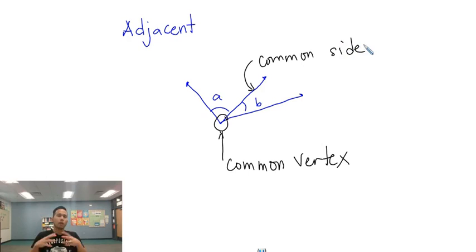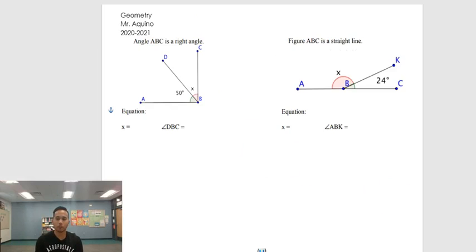All right? The reason why I discussed this first before we go on to solving the measurement of angles is because we'll be using these relationships in solving the given measurements. It is our foundation, the basics. So we can start solving the measurement of a given angle using algebra. Let's proceed with solving measurement of angles using algebra.